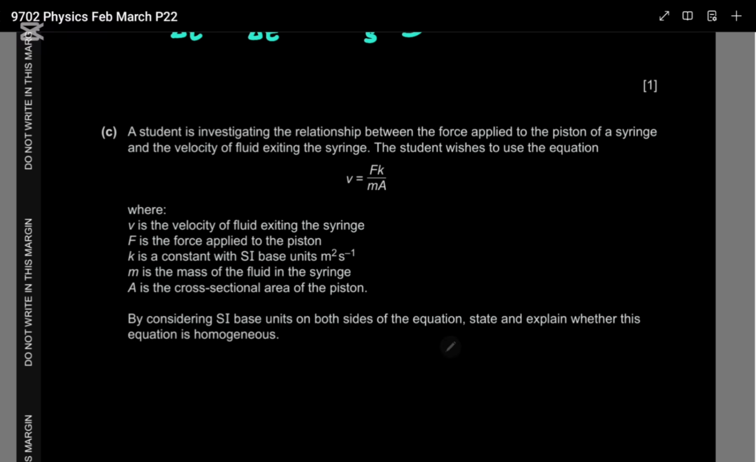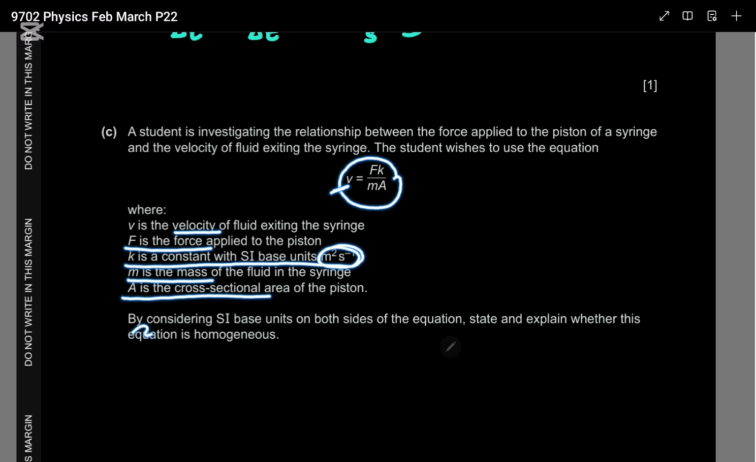Now part C. Alright, let me summarize this, okay? They gave you an equation, okay? V is the velocity, F is the force applied, K is a constant with SI base units, which they showed us. M is the mass, A is the cross-sectional area. Now by considering the SI base units on both sides, they want us to check whether the equation is homogeneous or not, alright?